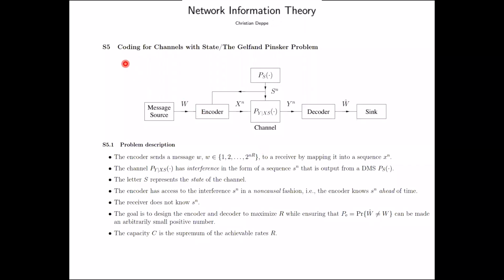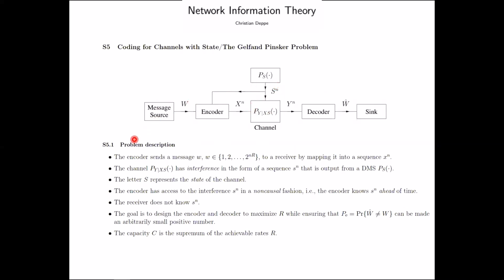So last lecture, we started with coding for channels with state. This is the so-called Gelfand-Pinsker problem. In this problem, we look at a channel which is like a discrete memoryless channel. The difference is that we have a discrete memoryless source which produces a sequence S^n, some kind of state sequence, which interferes with the channel. So the channel depends on this sequence.